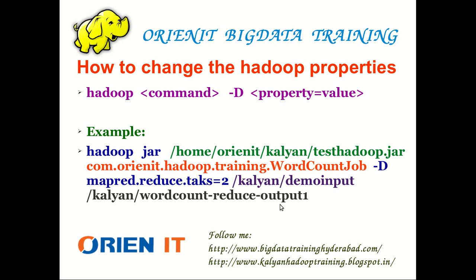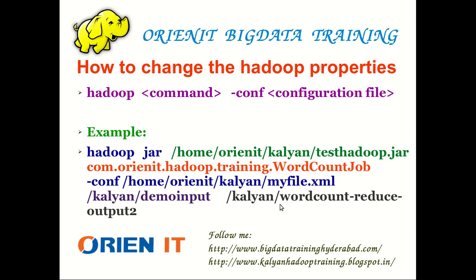This is one option. And the second option, if you want to set multiple properties at a time, then the command is -conf and a configuration file. So after your hadoop jar command, the path of the jar and your main class, you give -conf, the configuration file where you have placed it, then your input and output. So these two main commands are supported for dynamically updating the properties from the command line. Let me execute all these one by one.